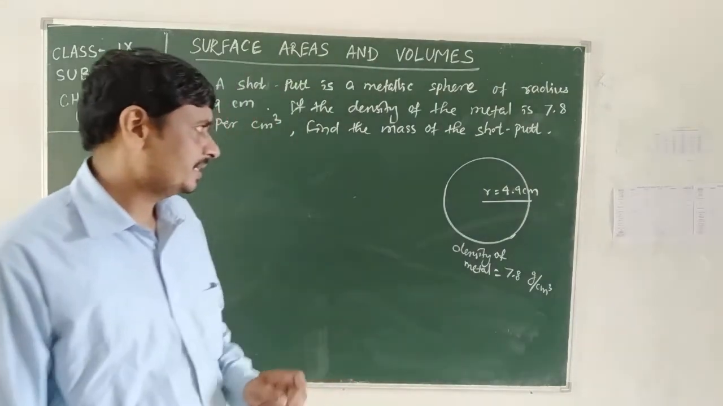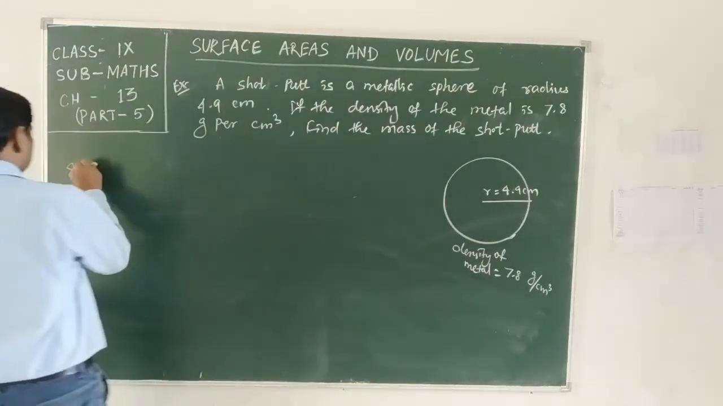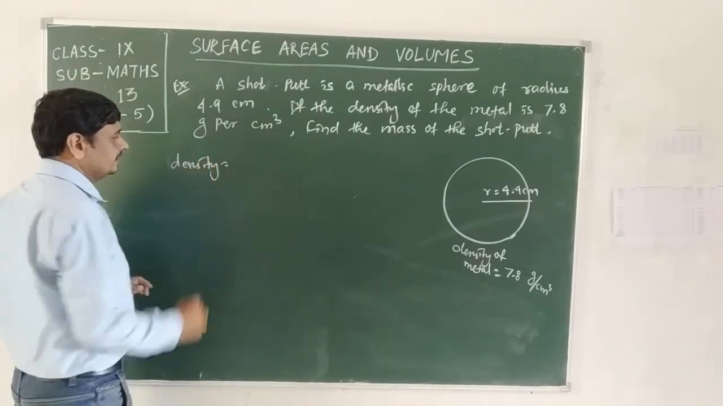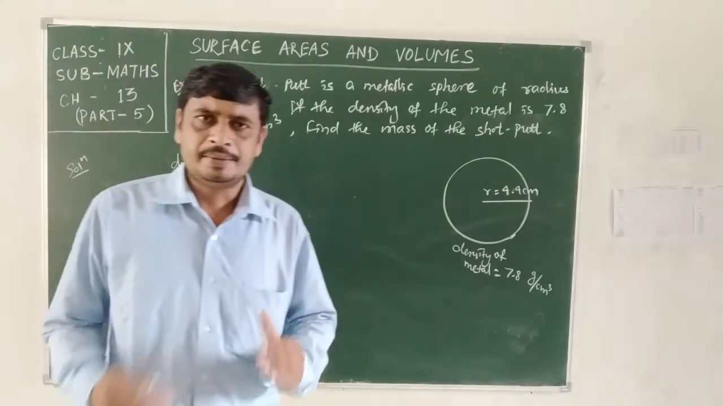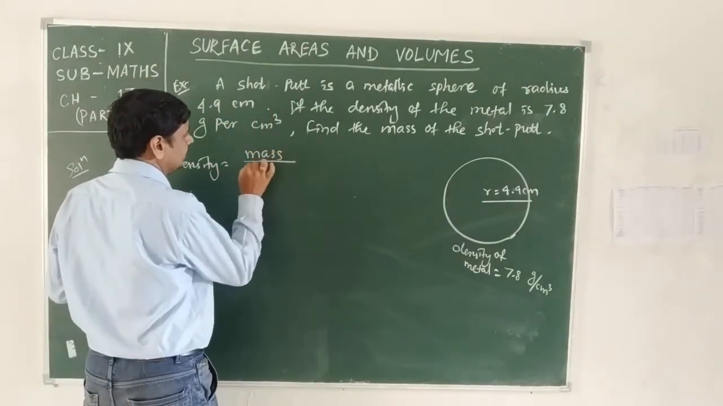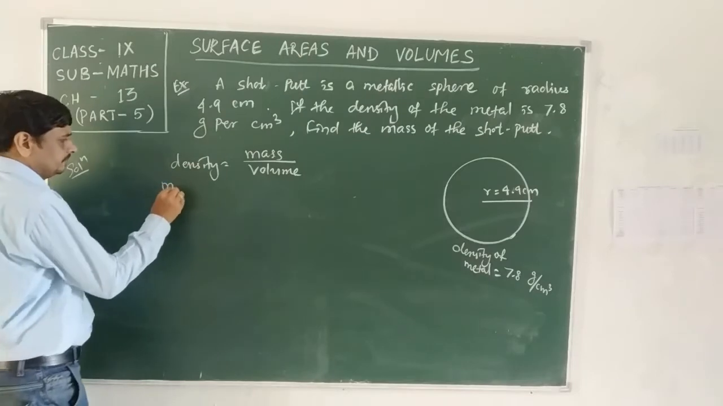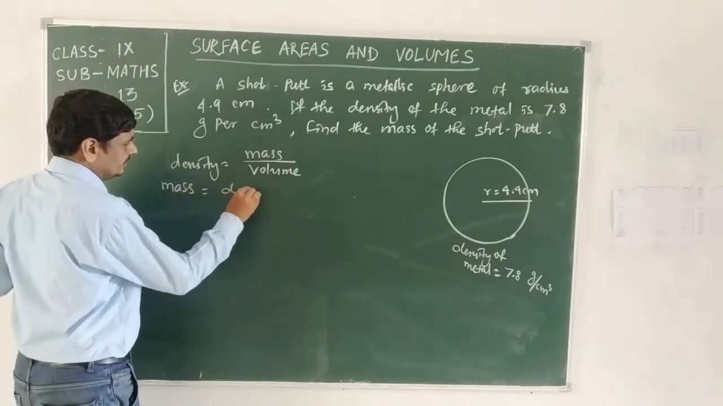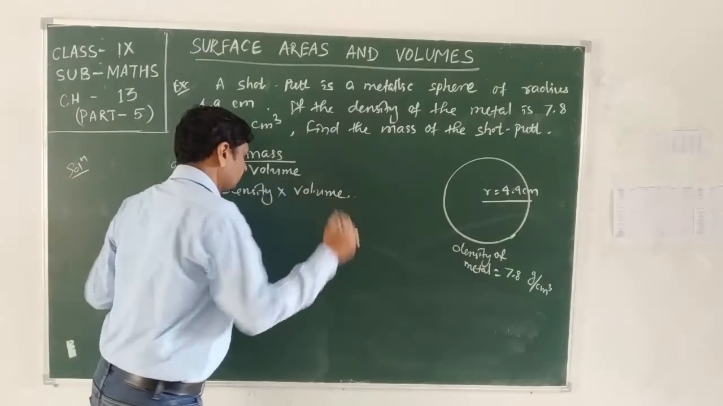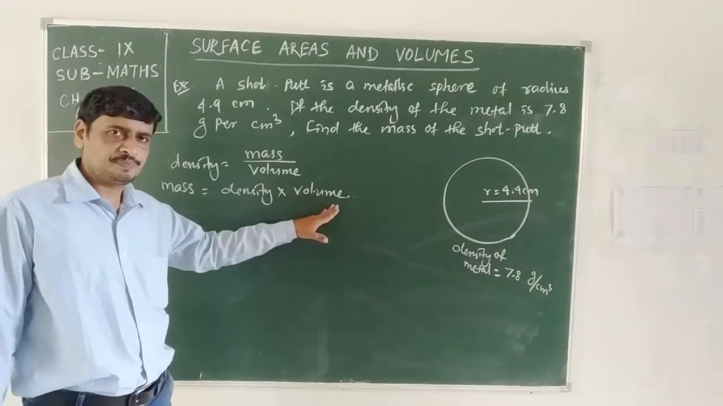To find the mass, here we know density of any substance is mass per unit volume, that is mass by volume. This implies mass can be calculated as density into volume. The mass of the circuit can be calculated by multiplying density and volume.